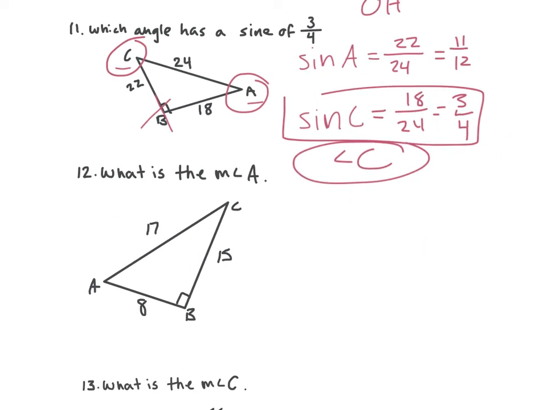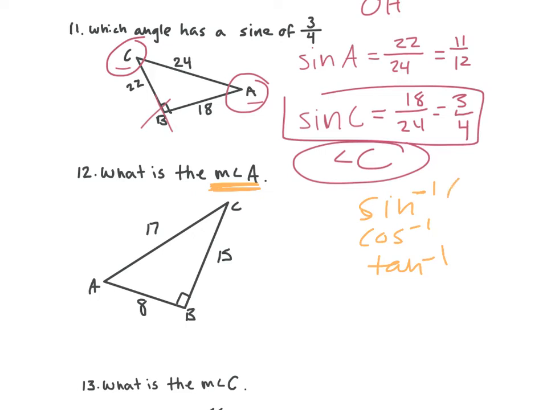Okay, number 12. What is the measure of angle A? What do we have to do when it's asking for the measure of an angle? We do the inverse. So we do sine, cosine, or tangent of -1. So it's either going to be sine -1, cosine -1, or tan -1. We can use one of these three. Since it gives us all three of our side lengths, we can use any one we want. So which one do you want to use? Sine -1? Okay, let's do sine.